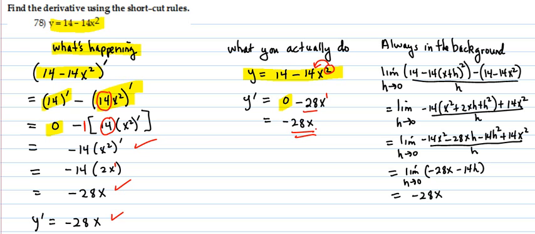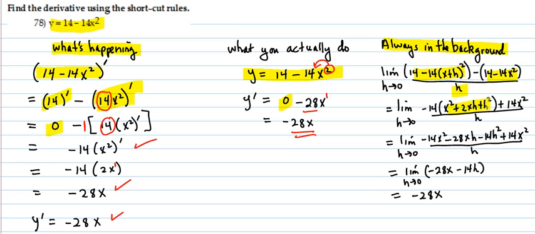Okay, and then always in the background, every time you do one of these problems, you think back to the limit definition, what really went on. And here's what really went on. So always in the background, you're thinking this. You're shortcutting doing this work. 14 minus 14 times x plus h squared, minus the function, over h, the difference quotient.